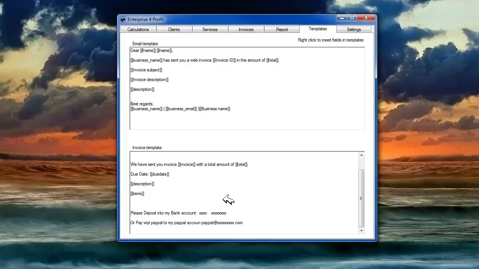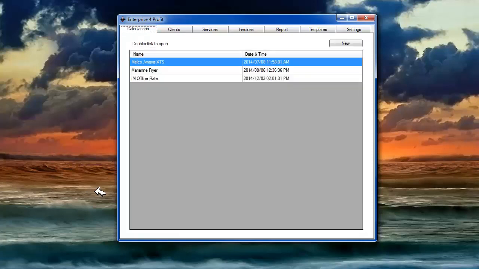Right, so we've opened our software, and now we're going to go and look at our calculations. So we start off with calculations, and calculations allows us to create multiple rates. So I can have more than one rate that I can work with. And you might ask me, why is that?